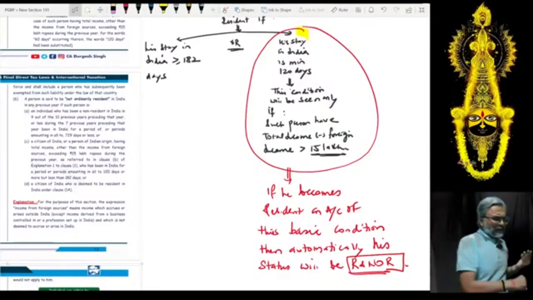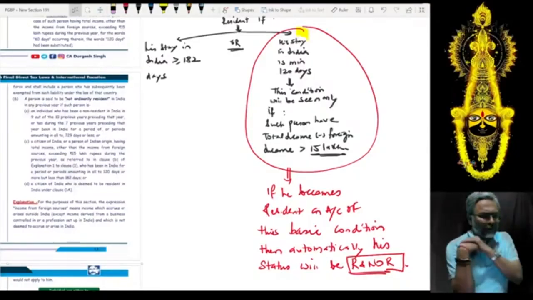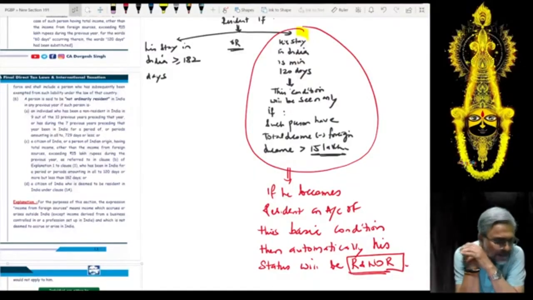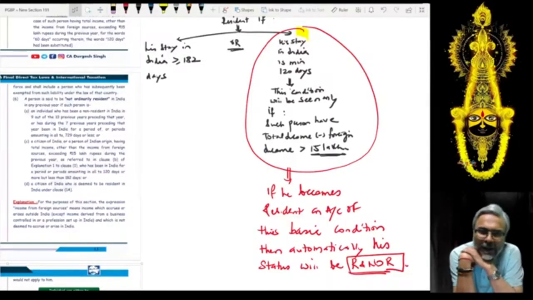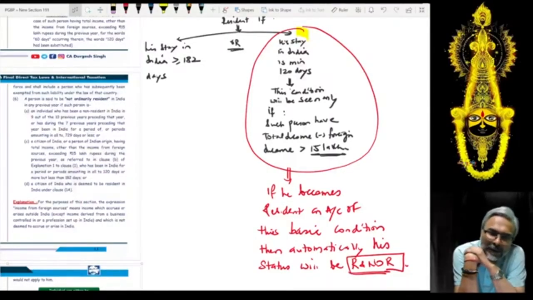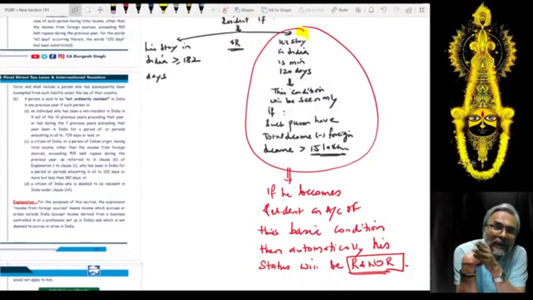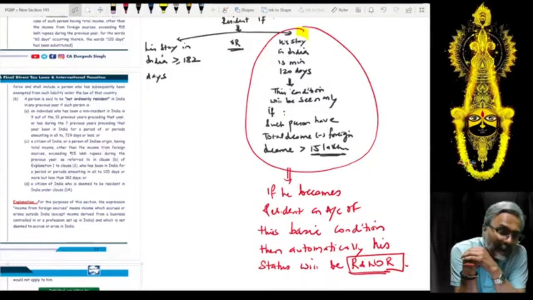Let me in fact discuss with you, although they don't ask these questions anymore, but still it may be worth discussing with all of you. Let me discuss this particular proposition with all of you, students. The point I want to discuss is that if you are an RNOR, then there is only one category of foreign income which will form part of the total income. Please pay attention to what I'm saying.